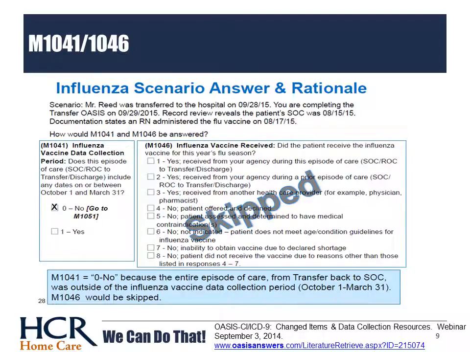So M1041 asks, does the episode of care from start of care or resumption of care to transfer or discharge include any dates between October 1st and March 31st? So in this case, the patient's episode started on 8/17/15 and the transfer is being completed on 9/28. So in this case, no part of the episode has occurred between October 1st and March 31st. So the correct response is no.